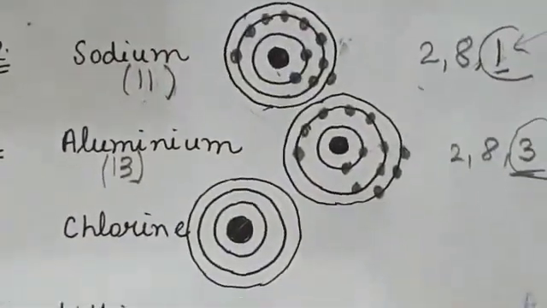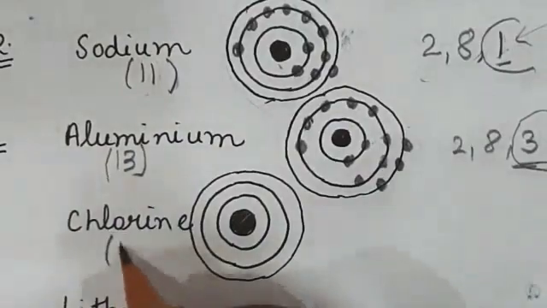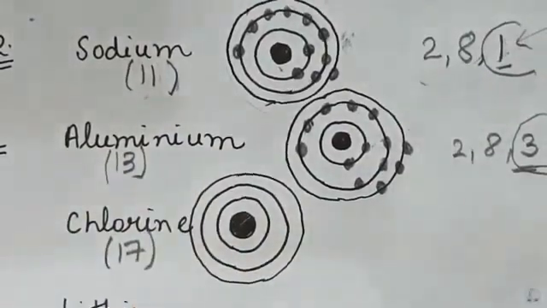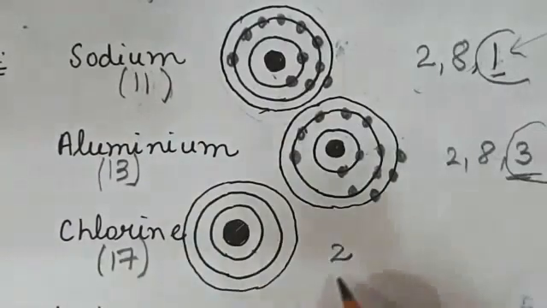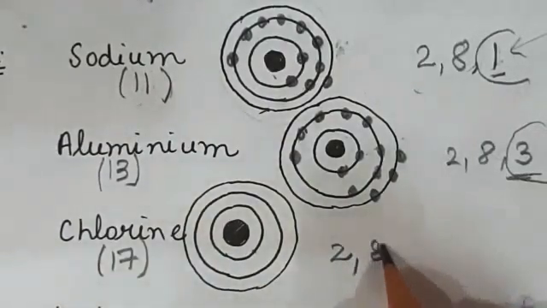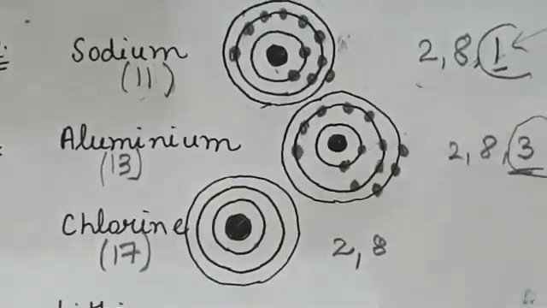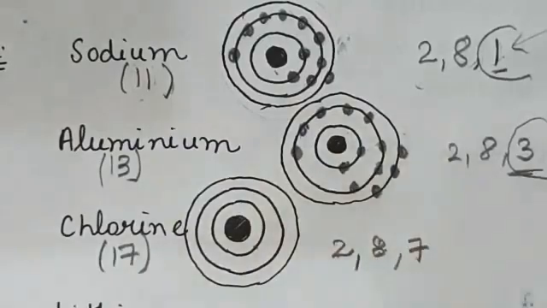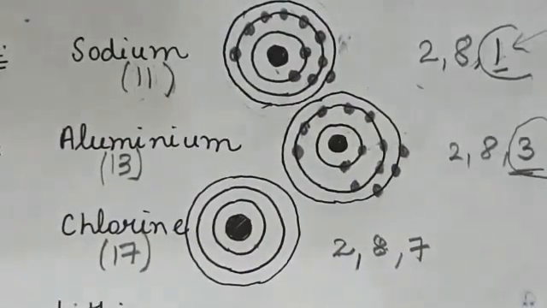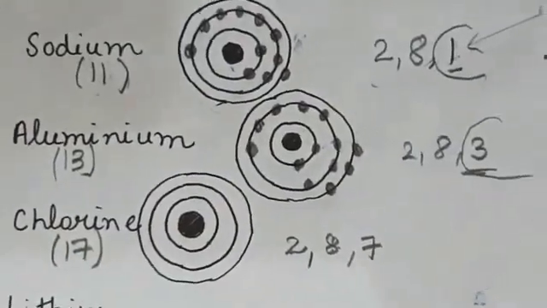Another example, chlorine. Atomic number is 17. Start filling the electrons. 2 electrons in the first shell. 8 electrons in the second shell. Then, how many are left? 2 plus 8, 10. 7 are left. So, 7 electrons in the third shell. So, electrons filled.